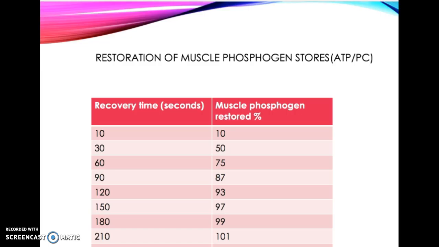It takes our ATP-PC system 30 seconds to be 50% replenished, 1 minute to be 75% replenished, and 3 minutes to be 100% recovered. They also need 3 to 4 liters of oxygen to be fully restored.